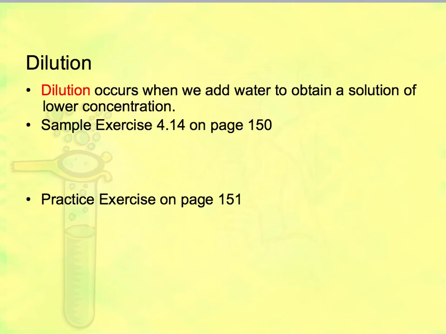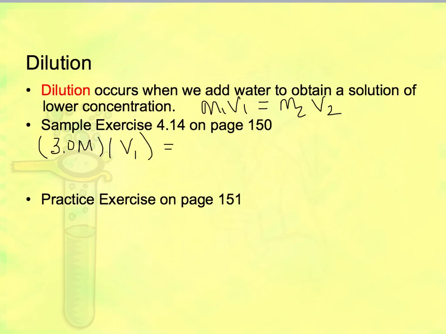So, dilution occurs when we add water to obtain a solution of lower concentration. Remember the verb is dilute, or actually that can also be an adjective. But anyway, here's the sample exercise, and you might remember the formula that we use. It's M1V1 equals M2V2, right, where M is molarity and V is volume. So here in this exercise we would just take 3.0 molar times the volume of that solution is equal to the 0.10 molar times the 450 milliliters.